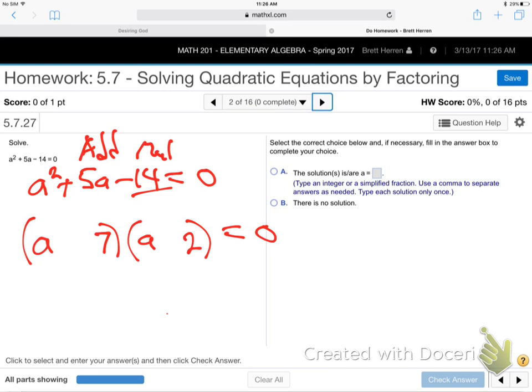Now, how do you do the signs? Do you remember the rule for the signs? The first sign goes to the first one. The sign in the middle goes on the bigger side. Bigger, which is the first one, yeah.